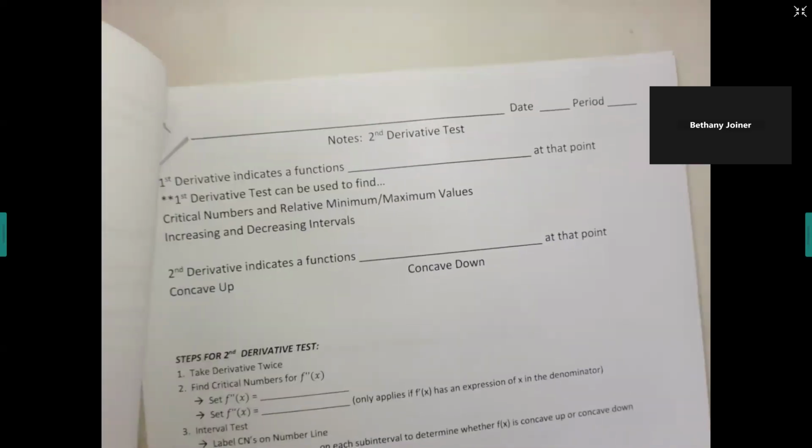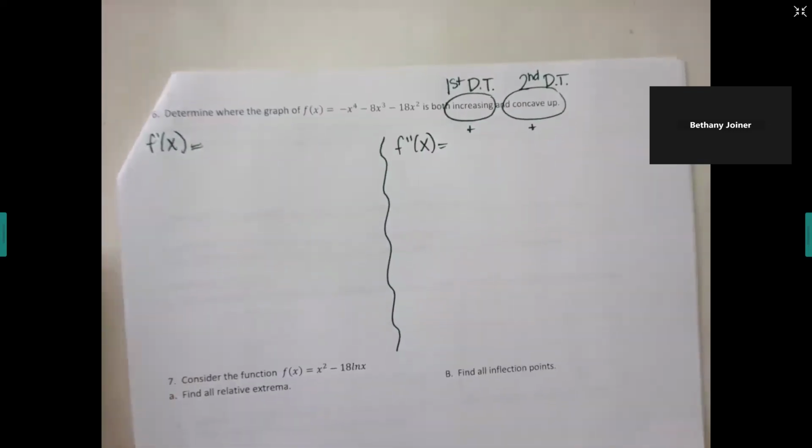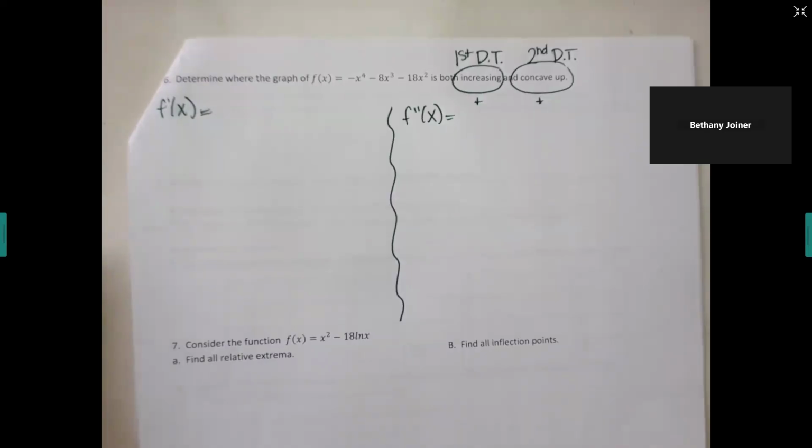So we're in this packet that y'all did last Friday, and we're just starting this example. Okay, sorry, I forgot to record at the beginning.